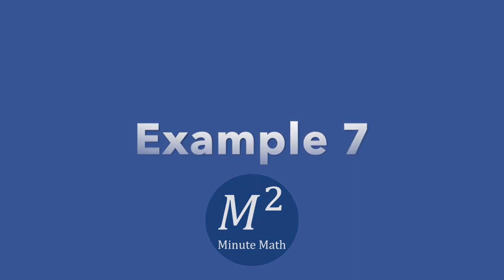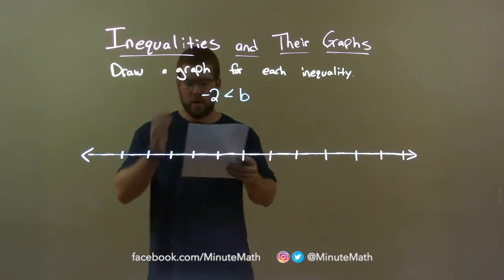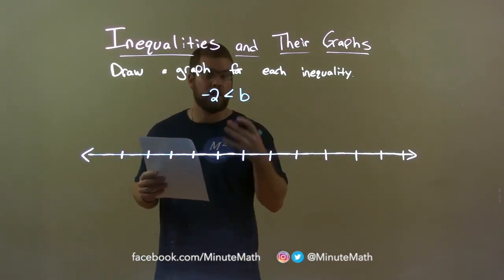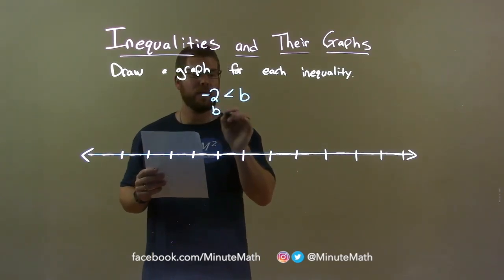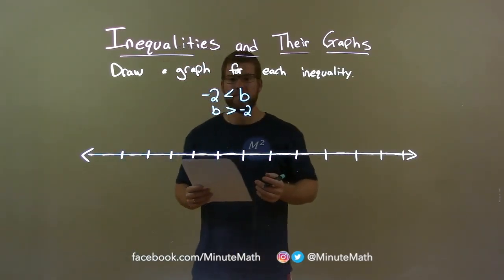-2 is less than b. Well, one thing I like to do is rearrange this to have the variable come first. That's the same thing as b is greater than -2. Kind of flip everything together.